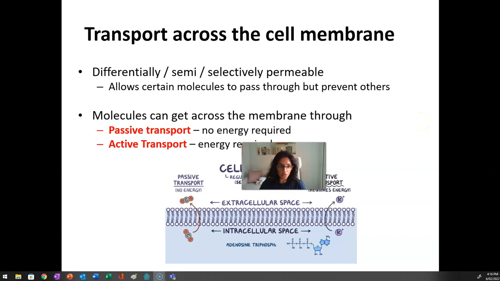Now the two types of transport can be categorized as either passive transport, which means that no energy is required, so that's really important, it just simply passes through without the need for energy, or it's active transport. An active transport is when we do require energy, and remembering that we use energy in the form of this molecule down here, adenosine triphosphate, also known as ATP.